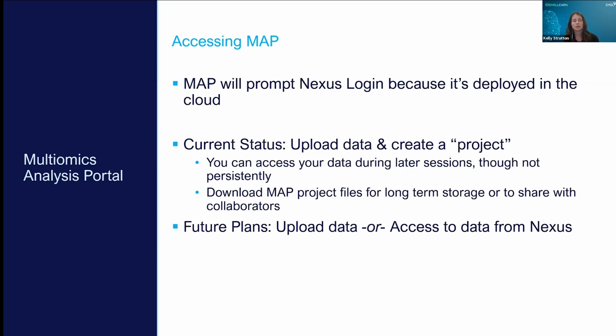And the current state of MAP is that you need to upload data in the form of CSV files and create a project. And you're able to access the data that you've already uploaded in later sessions, although this isn't persistent, so at some point it will be cleaned up. So if you want persistent data access, after you've uploaded and even analyzed data, you can download a MAP project file, as we call them, either to store yourself or to share with colleagues so that they can upload those and run through an analysis or access the same analyzed data themselves.